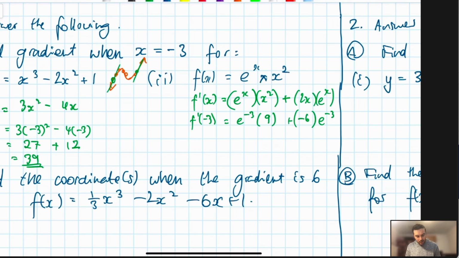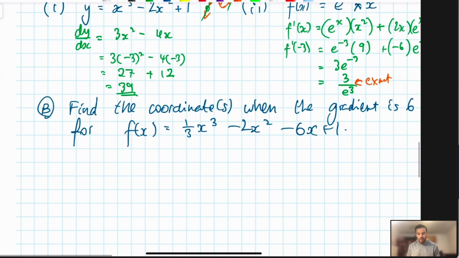Okay, and what we can do is like terms, e to the negative 3 is the same as the e to the negative 3, so I can say I have 9 e to the negative 3 take 6 e to the negative 3, so therefore I've got 3 e to the negative 3, and I can rewrite that as this. Now this is called an exact gradient. I could put that in my calculator and find it to 2 decimal places. Let's move on to the next one.